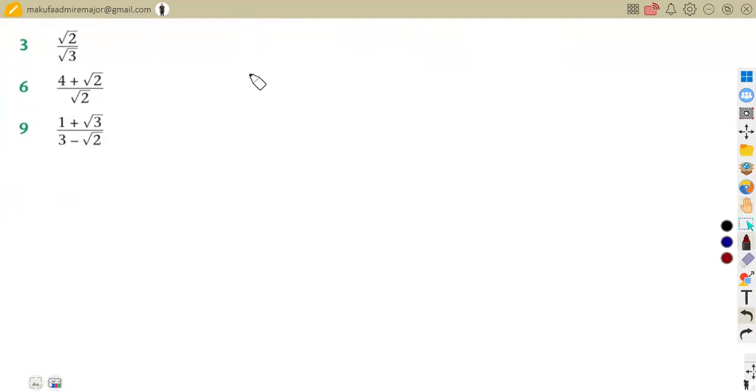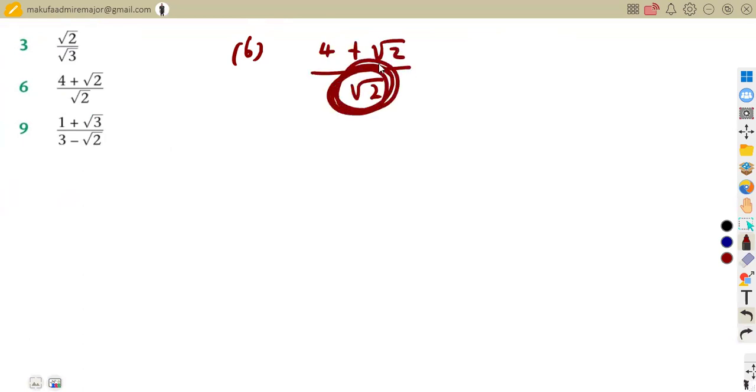So like I say, do not worry about what is in the numerator. Worry about what is in the denominator. So that is going to be 4 plus the square root of 2 over the square root of 2. Considering what is in the denominator, we are given a single term. So you multiply by that single term, both the numerator and the denominator.